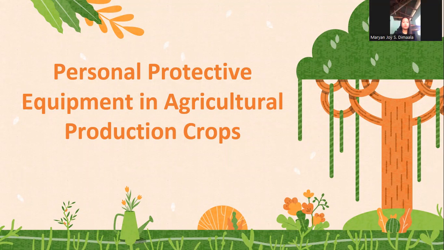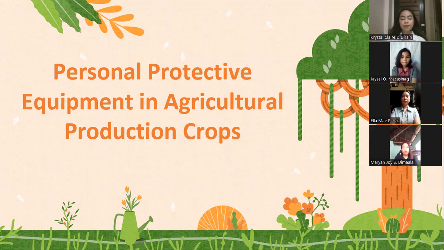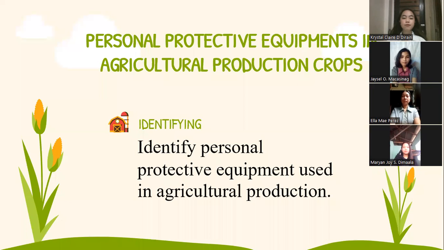So our next topic is personal protective equipment in agricultural crop production. Next slide, please. Our first activity is identifying. Each student will identify personal protective equipment used in agricultural crop production. And I will give you 5 minutes to answer that.